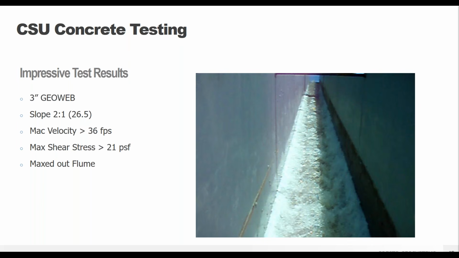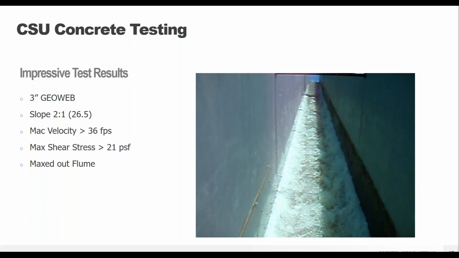So if you know you're going to have those really, really high flow events, concrete is going to be the way to go. But basically, there's no degradation of the GEOWEB panels or the concrete within them, and no loss of soil underneath the concrete. So there's no undermining happening. So both really important factors in how you would place a concrete system for this type of application.